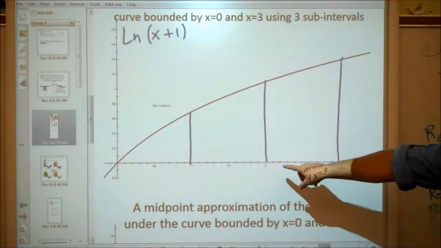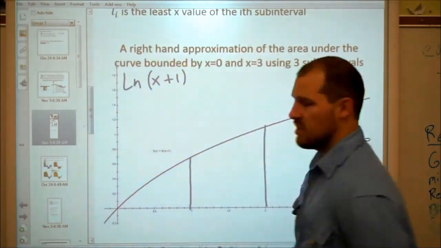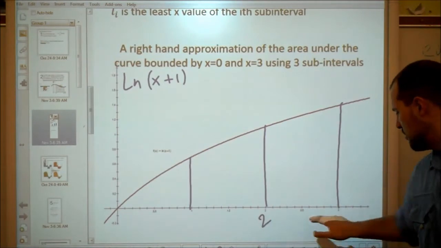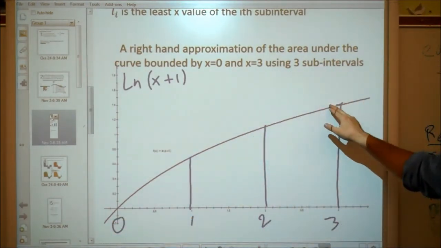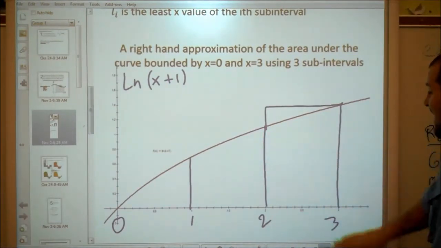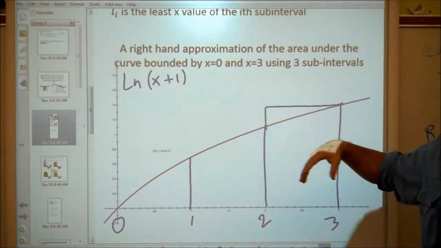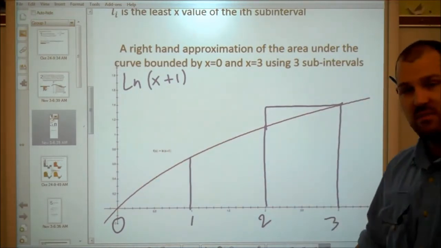So starting from the right, here's my interval from 2 to 3. A right-hand approximation says I'm going to start on the right side of the interval. If that's 2 and that's 3, the right side is over here at 3, and so that's where my rectangle is going to be. Now notice the difference already. You see how now we've gone above the function? So it looks like maybe this approximation is going to be an over-approximation. Let's stick with it and see.